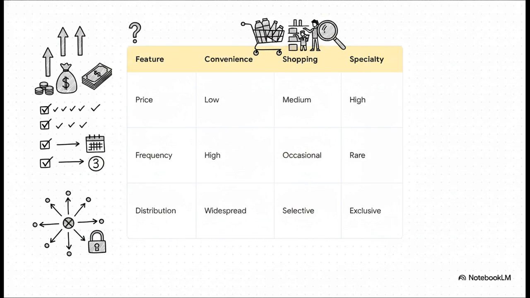So, the absolute key for your exam is this summary breakdown. I highly recommend you memorize this or take a quick mental picture right now. If you get a difference-based question, you need to provide these exact keywords. Notice how price goes from low to high. Frequency goes from high to rare. And distribution shifts from widespread all the way to exclusive. Presenting your answer this clearly is exactly how you score top marks.